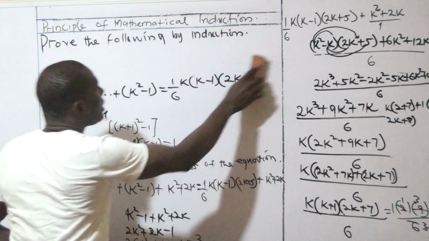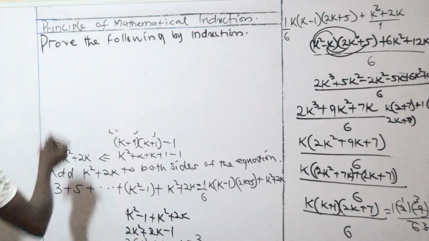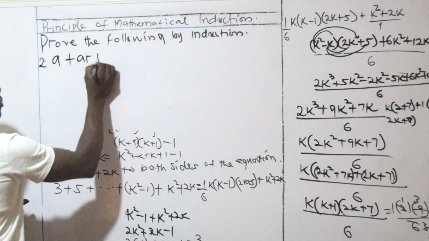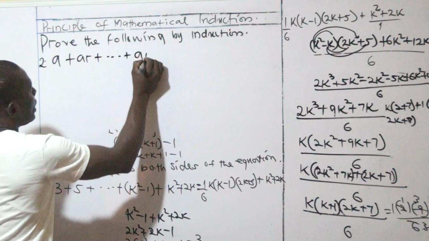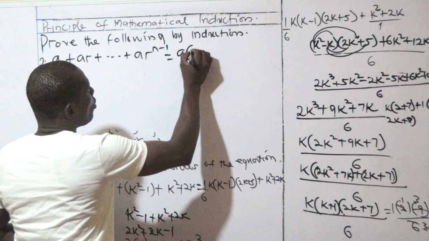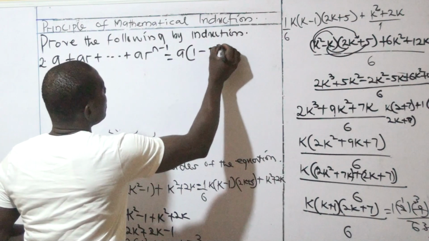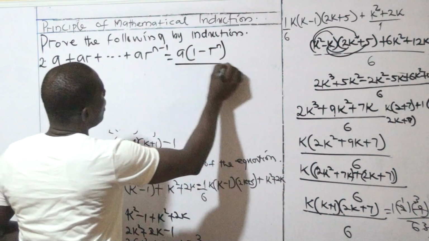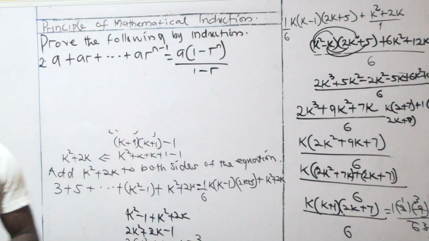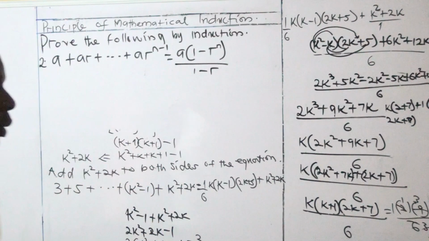The other question, number 2, says: a plus ar plus ar^2 plus up to ar^(n-1) is equal to a(1 - r^n) all over 1 - r. Okay, I think that's the question. So that's the second question. So quickly we look at that.